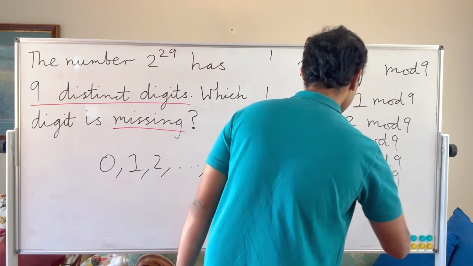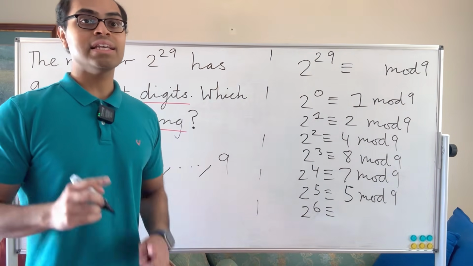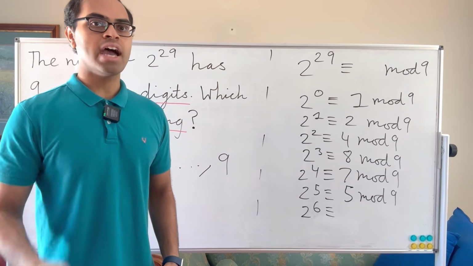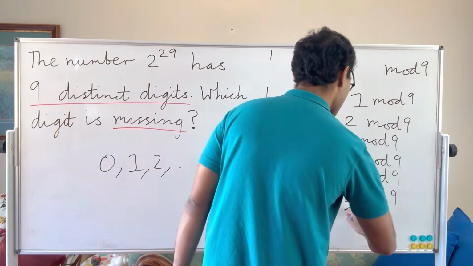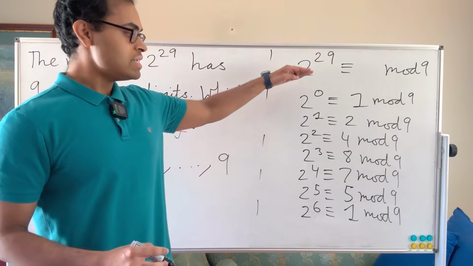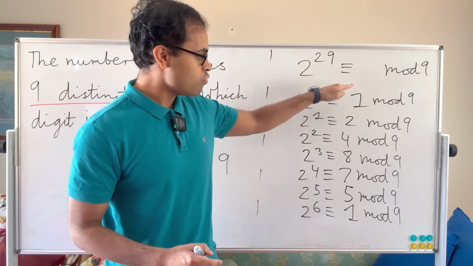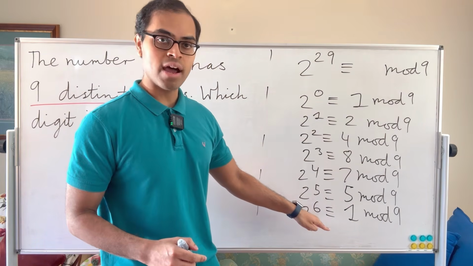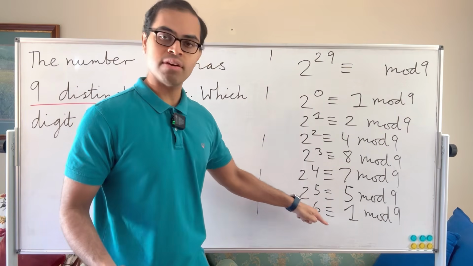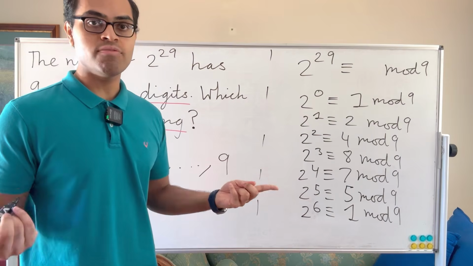Now we can keep going with this and you'll see a pattern. When you get to 2 power 6, that is 64, and 63 is a multiple of 9. So divided by 9, the remainder is 1. 2 power 6 is congruent to 1 mod 9. Now, what happens is that this pattern actually keeps repeating. When you get to 2 power 7, you have 1, 2, 4, 8, 7, 5, 1. You then repeat. You again have 1, 2, 4, 8, 7, 5, 1, etc. So for 2 power 7, the remainder when you divide by 9 will be 2.